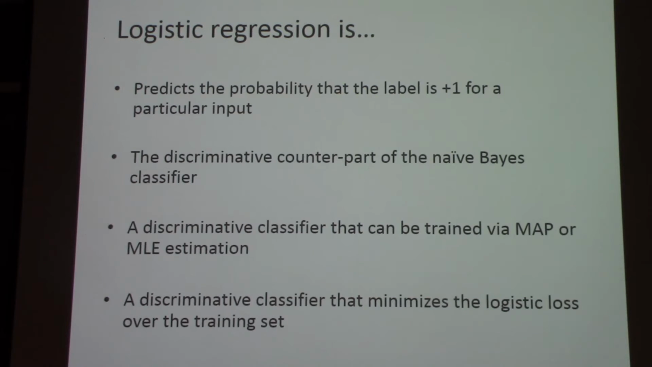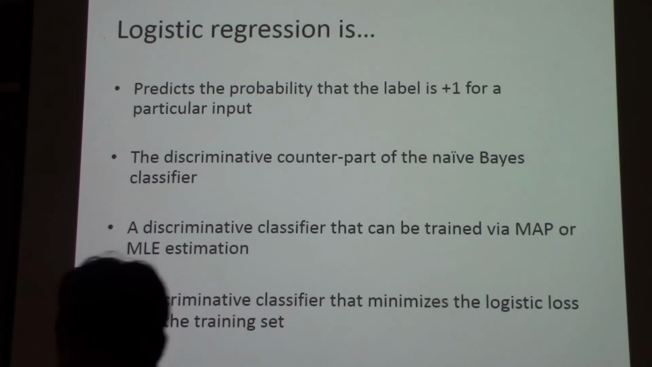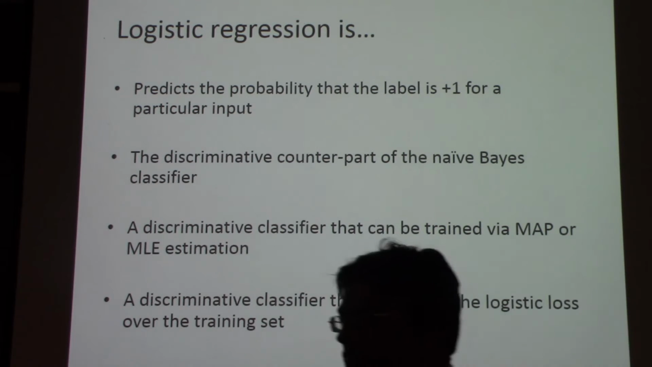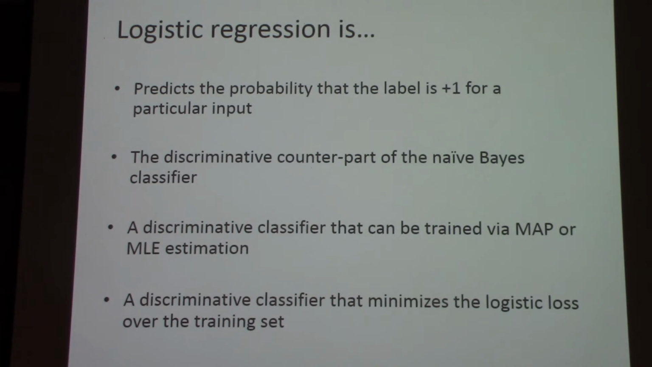Just to continue this, from this perspective, it turns out logistic regression is four things. It's a classifier that has been trained to predict the probability that the label is 1. All the other classifiers that we saw predicted the label, not the probability that the label is 1. Logistic regression is a discriminative version of the naive Bayes classifier, because we just saw that in the last class. Their prediction rule is identical. Logistic regression is a discriminative classifier that can be trained with maximum a posteriori or maximum likelihood, and it's a discriminative classifier that minimizes the regularized logistic loss. Very often the regularization part is skipped, especially in older literature, but my general advice is don't skip the regularizer.